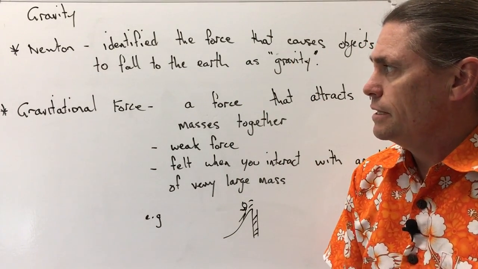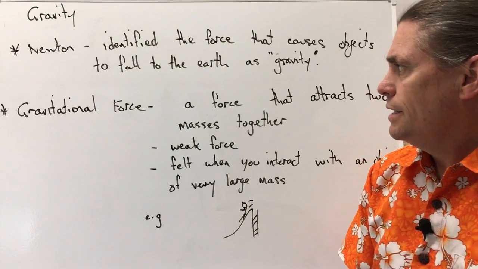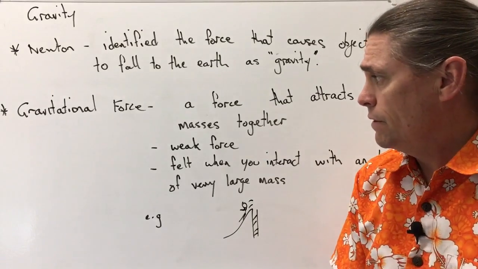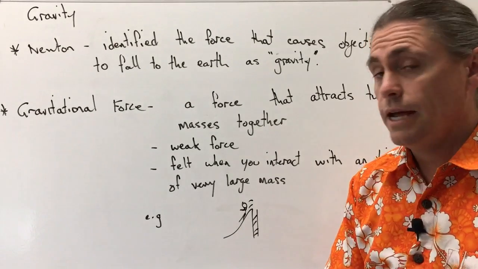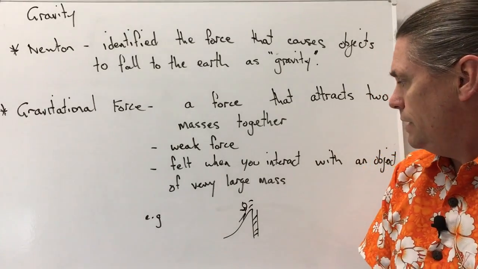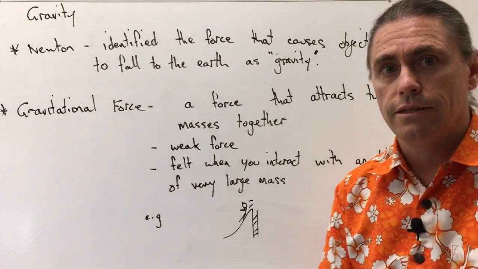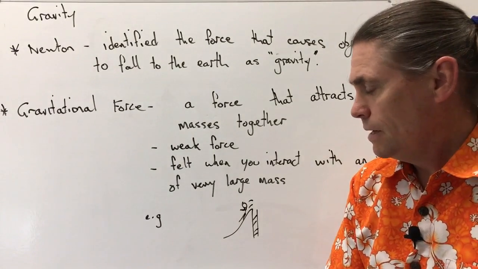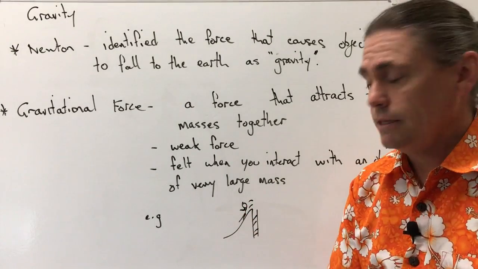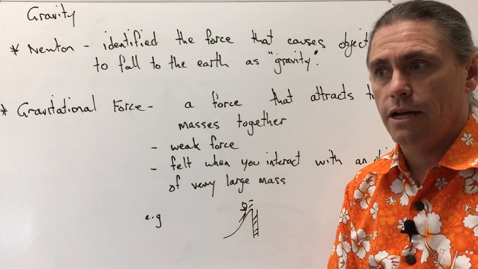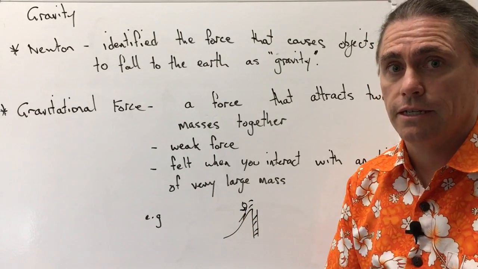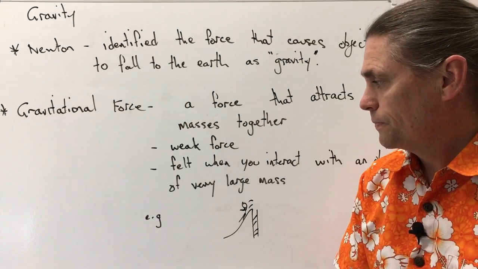So our modern understanding of this gravitational force is that it's a force that attracts two masses together. Now, it is a very weak force. It can act over very long distances, and it's the force that you feel when you interact with an object with a very large mass. And we feel this force when we either jump off something or we go down a slide. We're pulled down to that big mass that sits underneath us, which is the Earth.